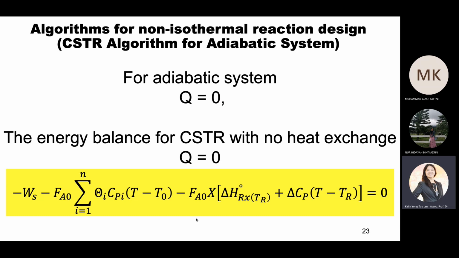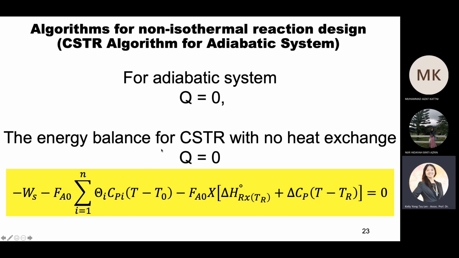Okay, the last part for today. Earlier we learned non-adiabatic. Non-adiabatic means Q has a value, meaning there is heat supplied to the reactor, hence we have to calculate Q. Another case is what we call an adiabatic system. Adiabatic system means no heat loss or no heat supplied to the reactor. In this case Q is 0.